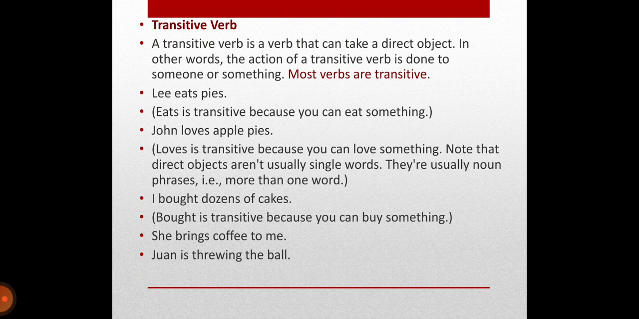Most verbs are transitive. For example, Lee eats pies. Eats is transitive. Why? Because you can eat something. You cannot say Lee eats and stop talking. You should say what Lee eats. John loves apple pies. Loves is transitive because you can love something or someone.